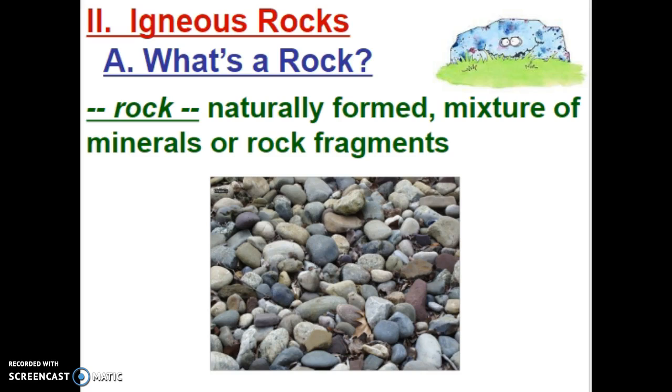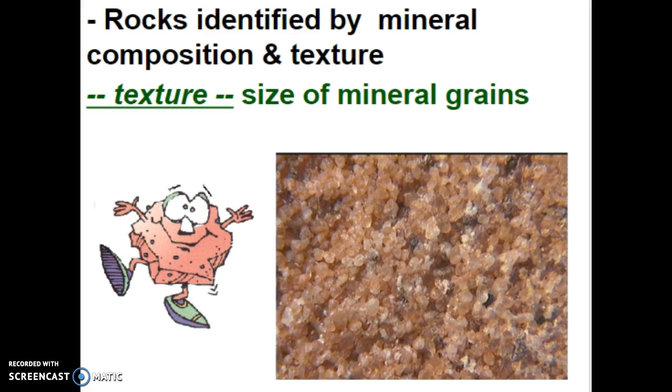So we identify rocks by their mineral composition and the type of texture that an igneous rock has. Now, don't confuse texture with how the rock feels, if it's rough or smooth. When we talk about texture in geology, we're talking about the size of the actual mineral grains. So igneous rocks can either have a coarse-grained texture or a fine-grained texture.